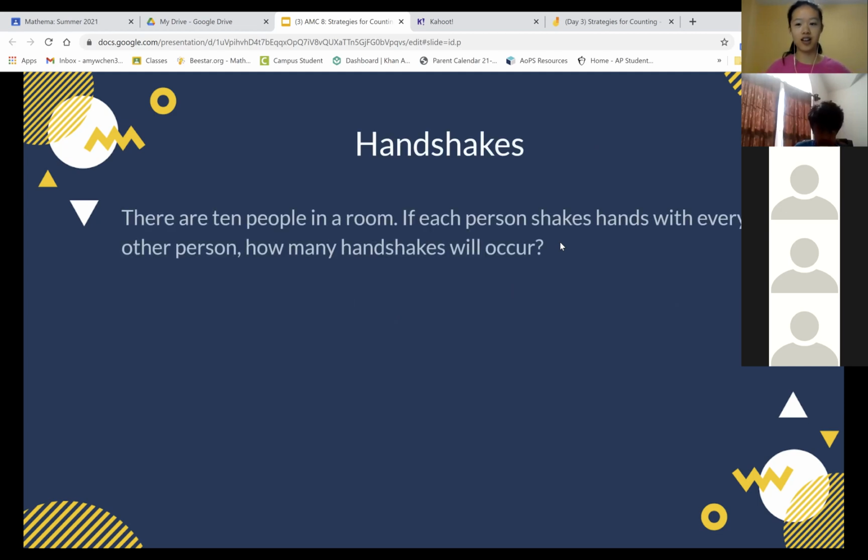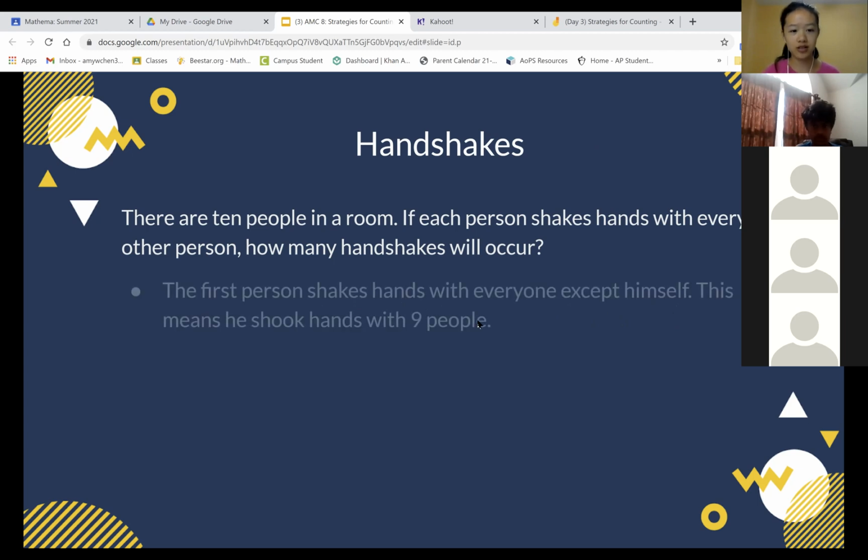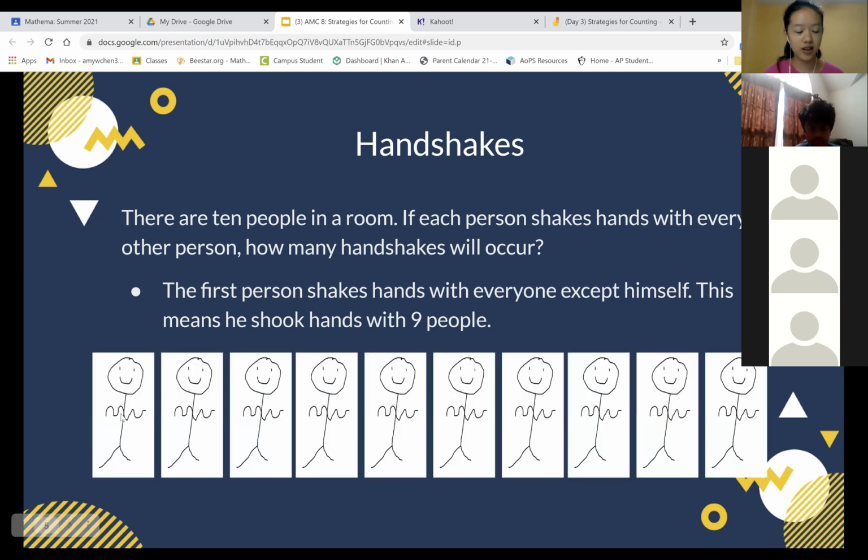Okay, so it goes something like this. There are 10 people in a room, and each person is going to shake hands with every other person. And we basically just want to find how many handshakes will occur. So in order to do this, we can think about the problem like this. The first person, which is the leftmost person here, is going to shake hands with everyone except himself or herself. This means that he or she shook hands with the 9 other people, right? So let's just write that down, 9.